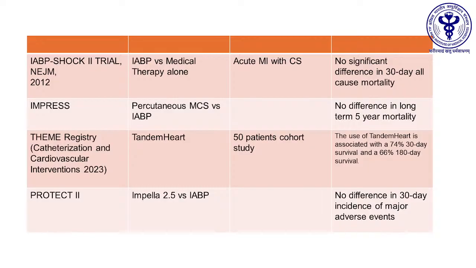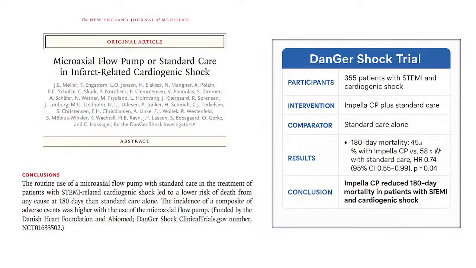The THEME registry group, a cohort study of just 50 patients, looked at TandemHeart, which is a left ventricular assist device. Here there was some improvement: 74% had 30-day survival and 66% had 180-day survival. It was just a cohort study. The PROTECT II trial compared Impella versus IABP. Again, there was no difference.